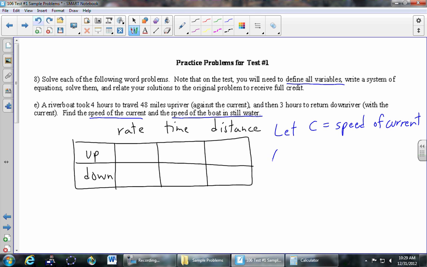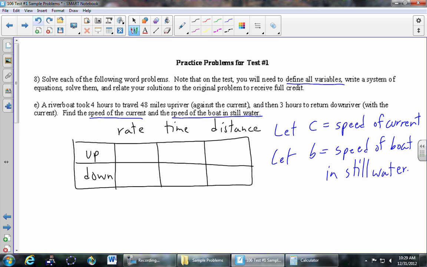And I'm going to let B equal the speed of the boat in still water. You're welcome to use X and Y, but I think it's better to use letters that maybe more represent the variables they stand for. Okay, so now that we've got that, we're ready to start filling in the table.